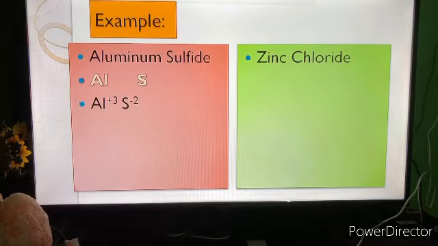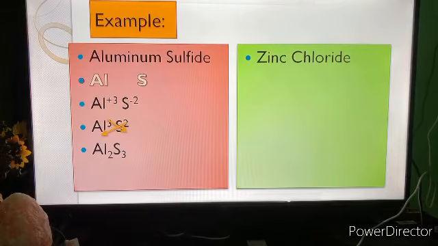Number 3, drop the positive and negative signs. So we have Al3 and S2. And then the next one is crisscross the superscripts to make them the subscripts. So 3 for sulfur and 2 for aluminum, so it will become Al2S3. That would be the chemical formula of aluminum sulfide, Al2S3.